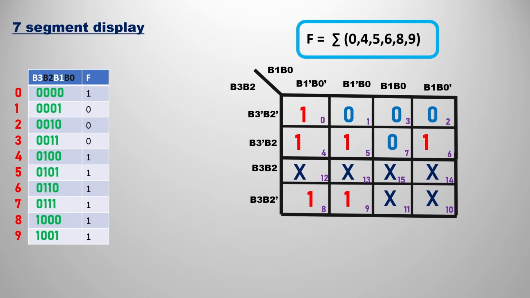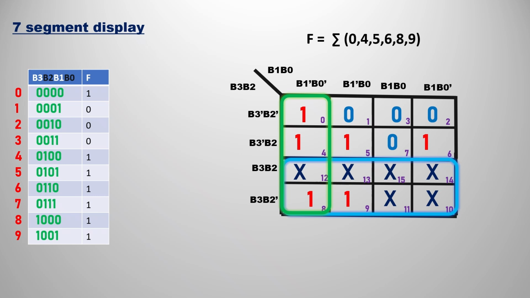The next expression is F. If you observe 0, 4, 5, 6, 8, 9, we are going to fill these minterms in the K-map. After filling that, you are going to see there are a total of 4 zeros. For the remaining 4 zeros you have to fill the remaining ones. After 9 you have to fill with don't cares.